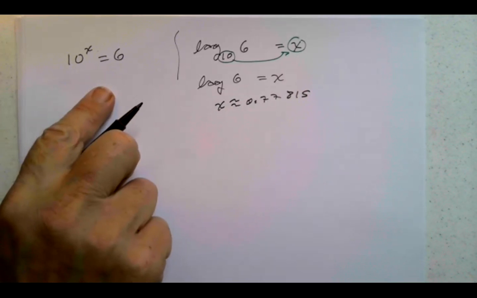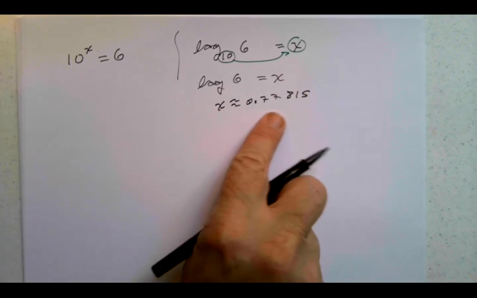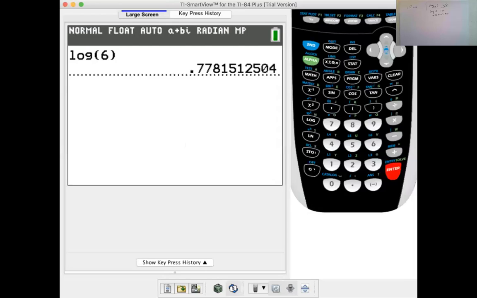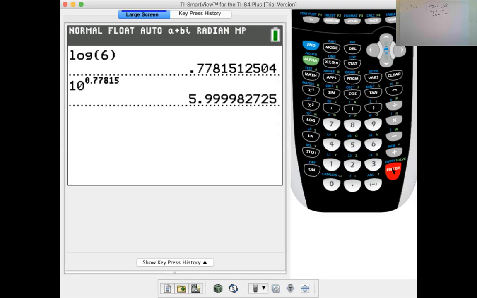Now let's check that on the calculator just to make sure. Remember, we're solving 10 to the x equals 6. What is 10 to the 0.77815? It should be pretty close to 6. Is it? Pretty close to 6. And I could have added a few more decimal points and I would have gotten it even closer.